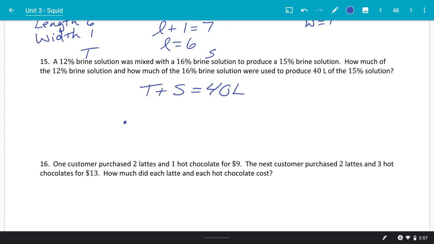And then I'm going to have 0.12 T plus 0.16 S equals 0.15 times 40. So I need my handy dandy calculator to find that 15% of 40 is 6. So I got 0.12 T plus 0.16 S equals 6.